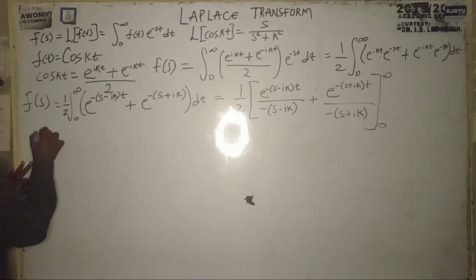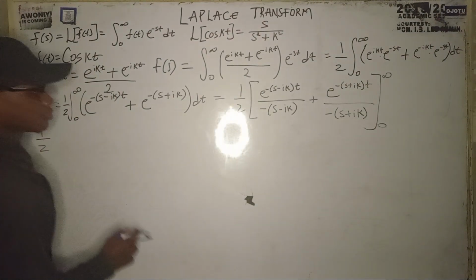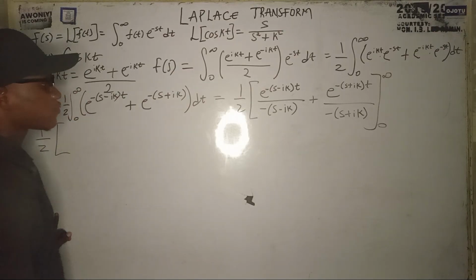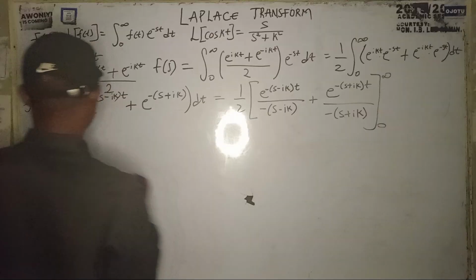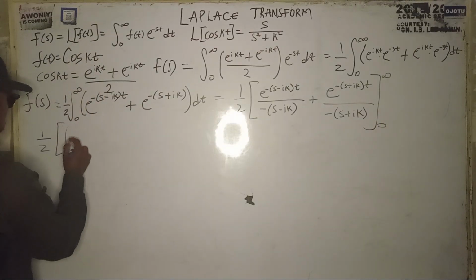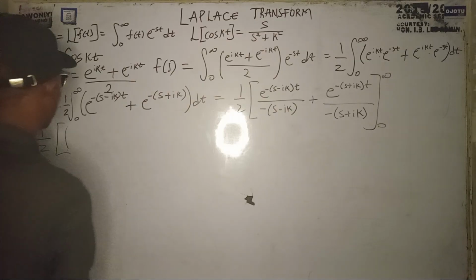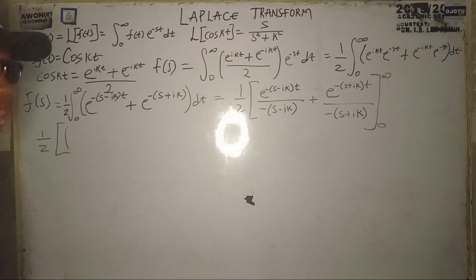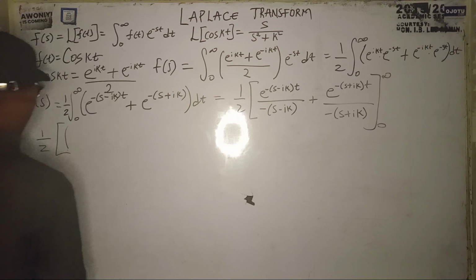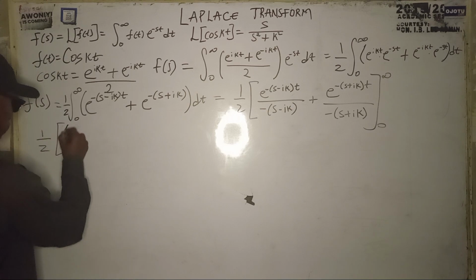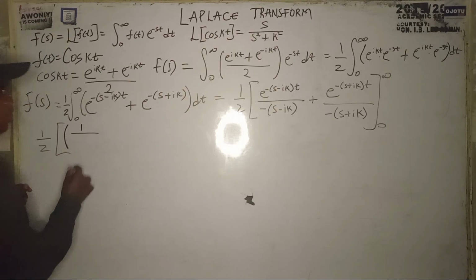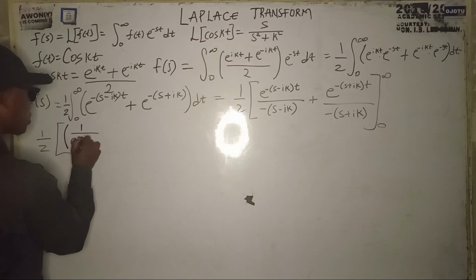So we have this as 1 over 2 into bracket of, if we input our infinity, let me put in a smaller bracket into it so that we can segregate our answers. So I have here, we have 1 over e raised power infinity.